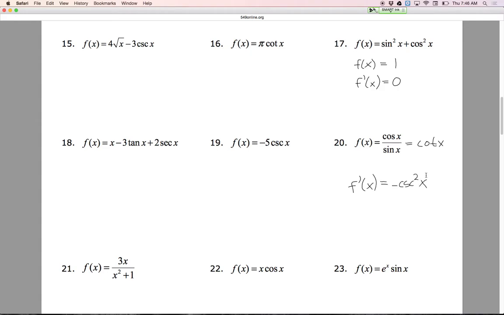Why are you doing quotient rule? How do you know that equals cotangent? Because I know trig. That's a trig identity. That's your quotient identity. You're supposed to know sine over cosine is tangent, cosine over sine is cotangent. Those are good ones to know. Yeah, probably because you haven't had trig for a while. Good first try. What else?